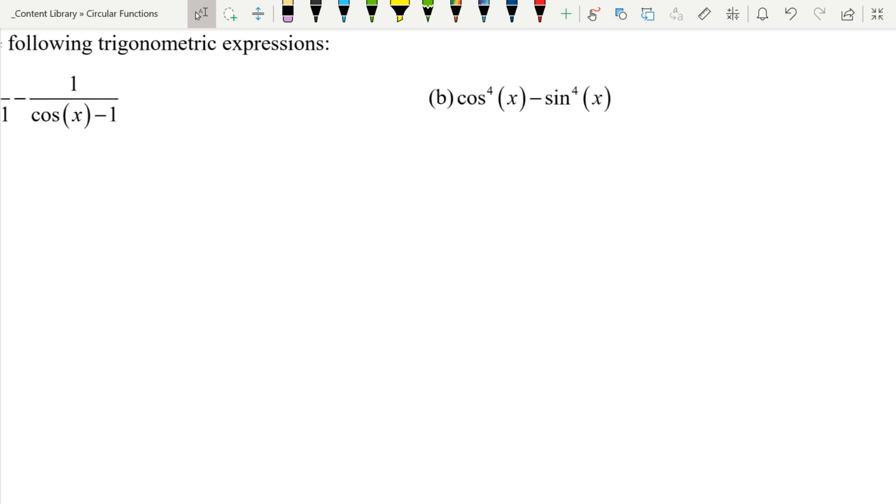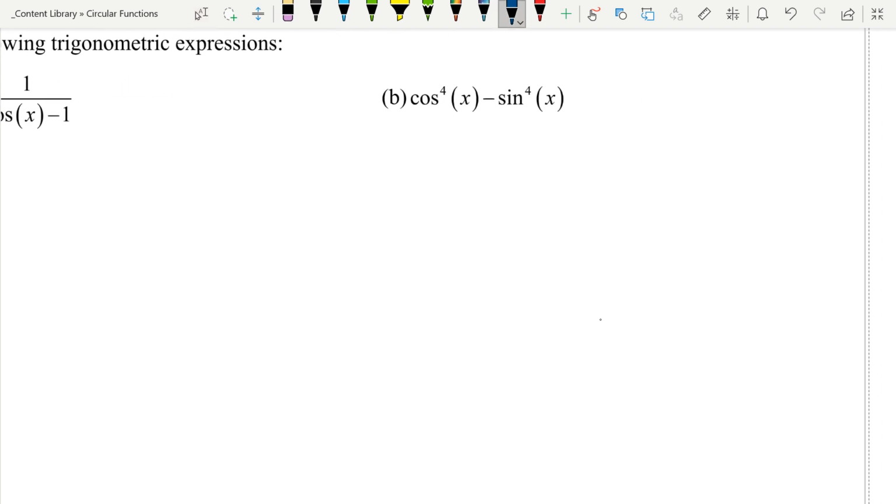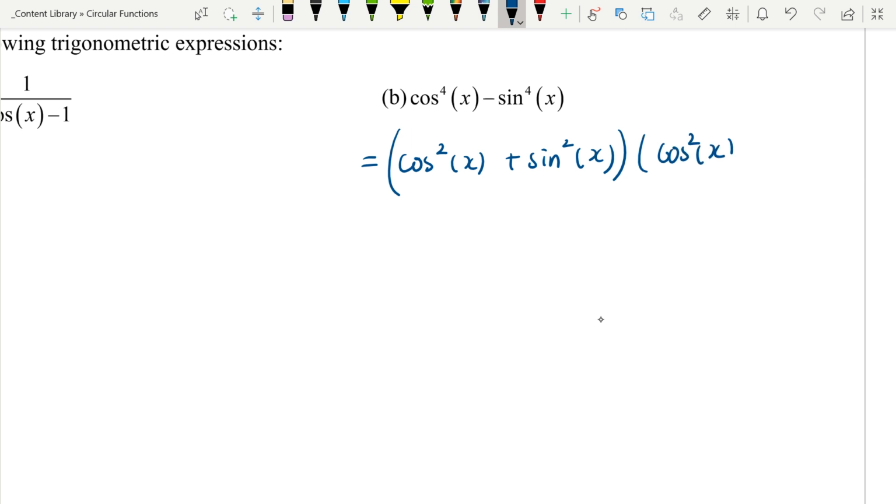Let's do B first. I want to simplify the following trig expression as much as possible. What will you do first? Which formula do you use first? Difference of perfect squares. So I have cosine squared x plus sine squared x, and cosine squared x minus sine squared x. What's the first bracket equal to? 1. And what's the second bracket equal to? Cos 2x. Thank you.